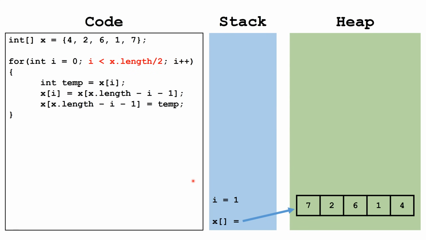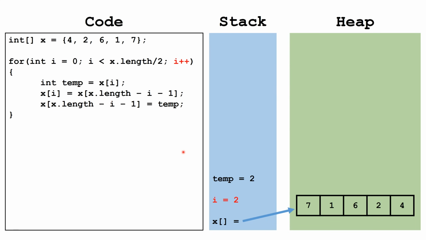We check, is i still less than x.length divided by 2? It is, so we continue. We create the temp variable and copy the value from x index i, which is in this case 1, into the temp variable. We copy the value from the index opposite x index i, in this case index 3, into x index i. And finally, we copy the value from the temp variable into the index opposite x index i.